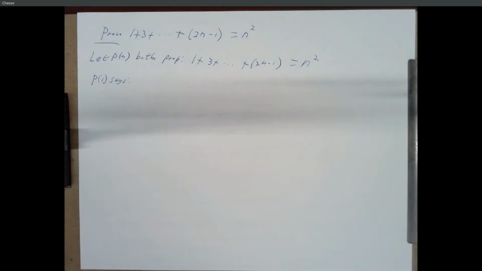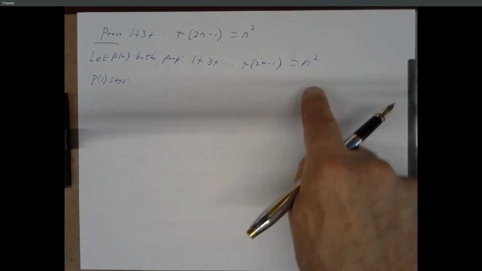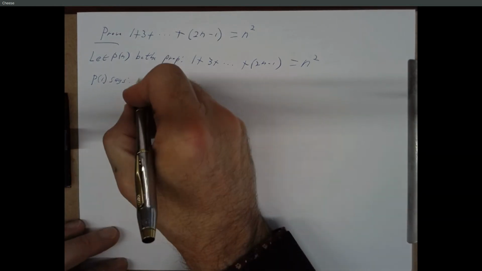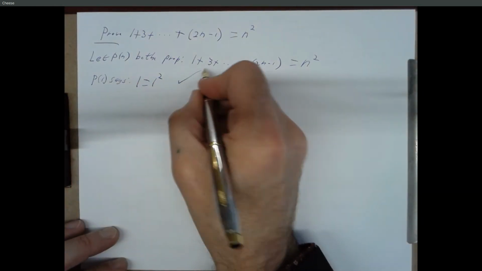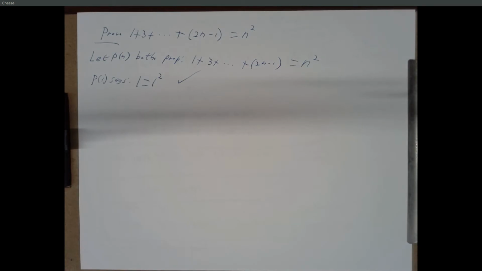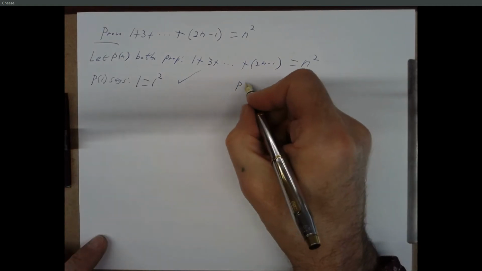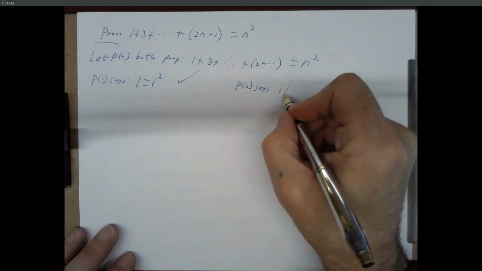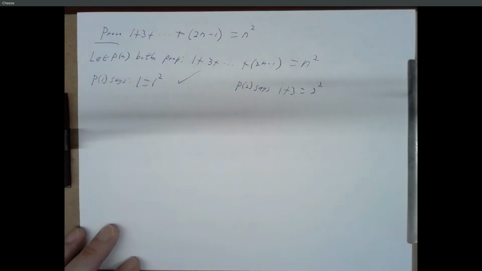So what does P of 1 say? It says the sum of the first one odd integers is equal to 1 squared, and that's definitely true. If we want to check, we could try P of 2. P of 2 says the sum of the first two odd integers, 1 plus 3, should be 2 squared. Well, that's also correct. 1 plus 3 is 4.